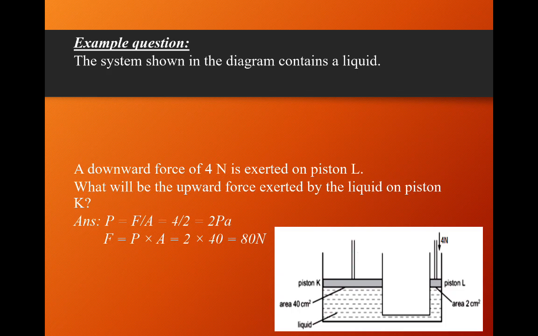Pressure again equals force divided by area. So the force is 4 Newton and the area is 2 centimeters square. So we get 2 pascals. And if we have to take out the force exerted by the liquid on piston K, force equals pressure multiplied by area. We have the pressure of 2 pascals and the area of 40 centimeter square. So we get 80 Newton.